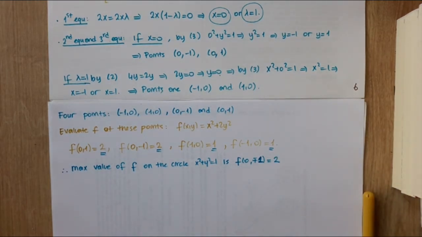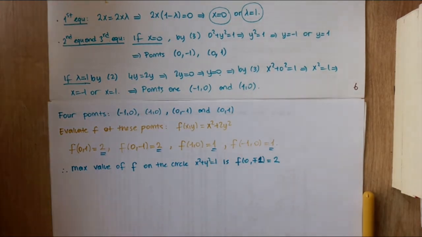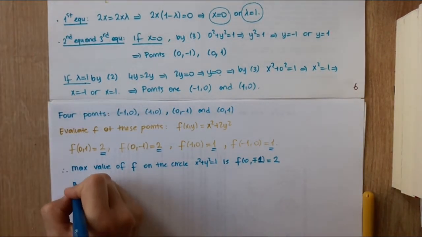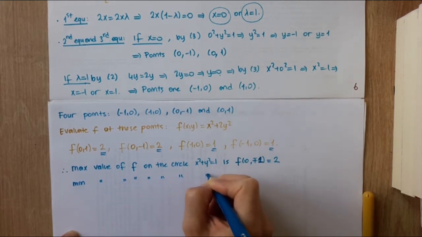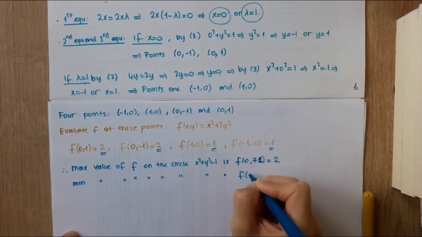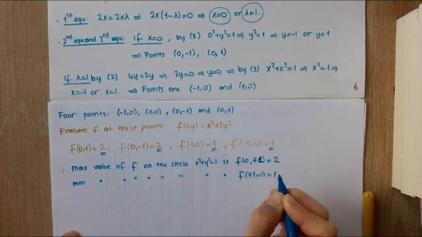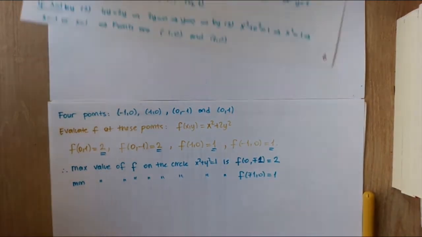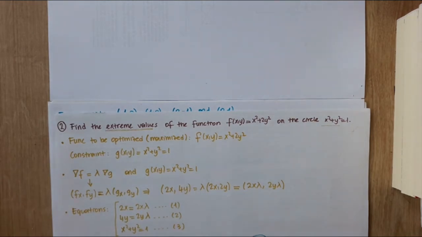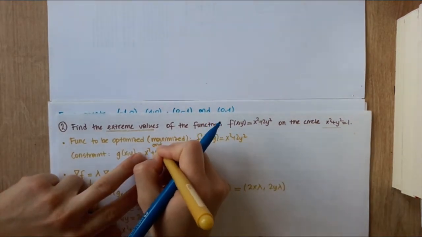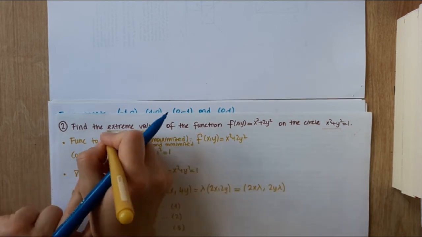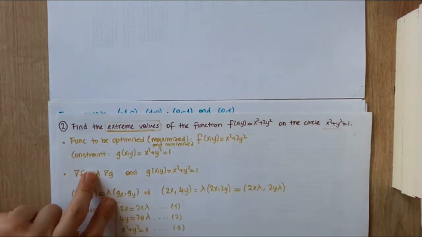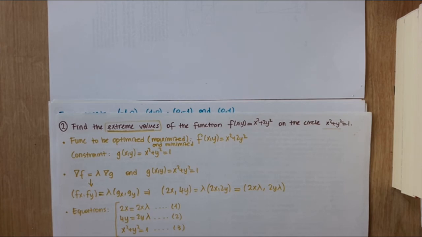Okay, and the minimum value is 1, but in the problem we asked for the extreme values, so I should write the minimum value also. The minimum value of f on this circle is f of (±1, 0), which is 1. So here I should write maximized and minimized, because we are looking for the extreme values, not only the maximum or only the minimum, but both of them.